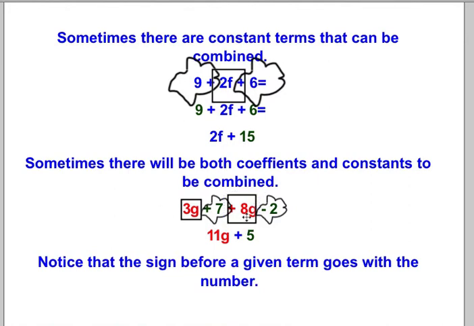I combine the squares, which have like terms of g. So 8 plus 3 is 11g. And then I combine the clouds, which has like terms of constants, and it's 7 minus 2, which is 5. So 11g plus 5 is the simplified answer of this expression.